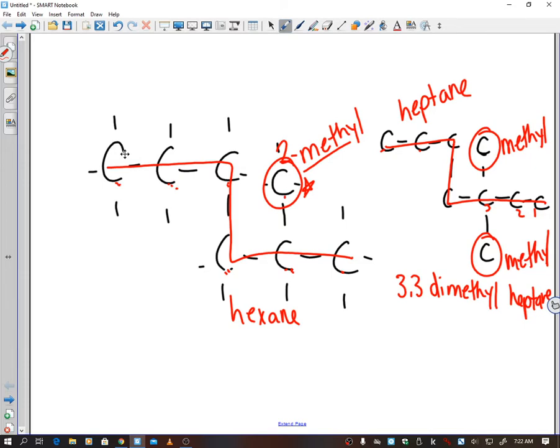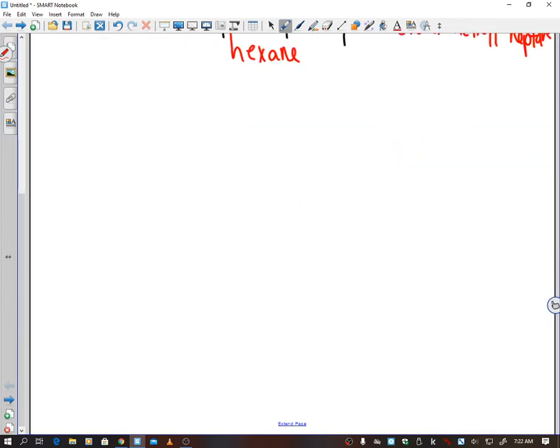I want to do one with a few more branches on it, so let's look at one here.